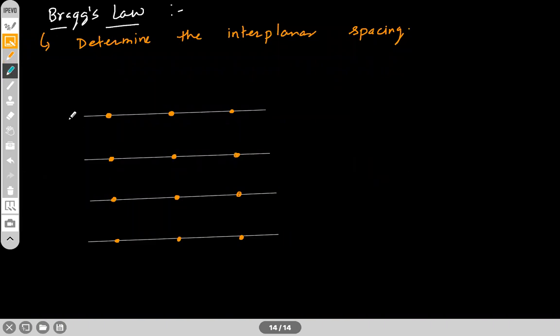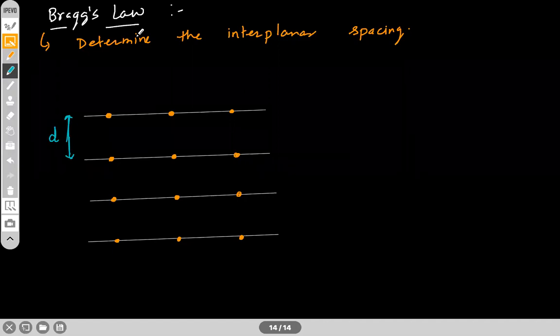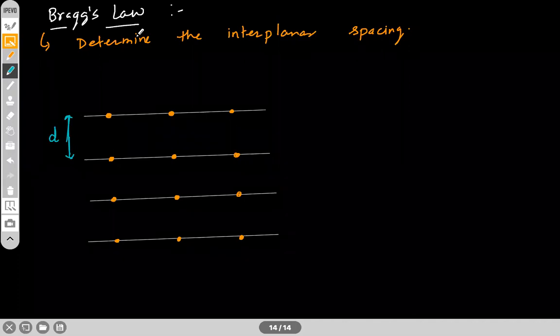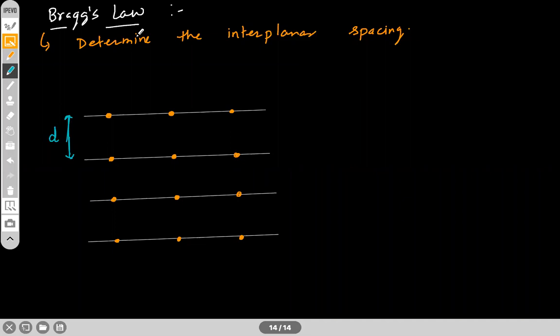The distance between the two layers in a crystal is d. So we can find out this d with the help of Bragg's law. Okay, interplanar spacing. Now for this in Bragg's law, you need to understand two things.